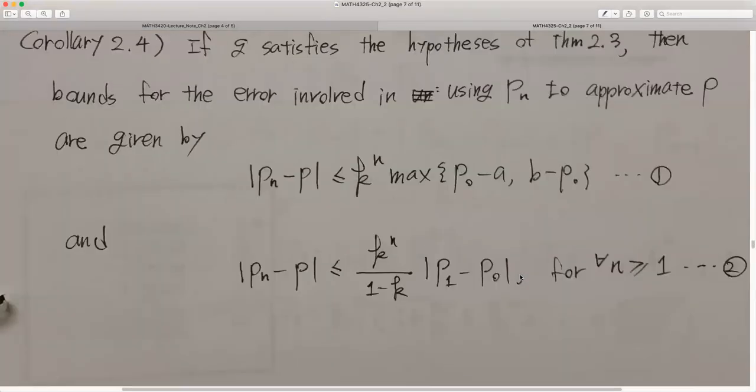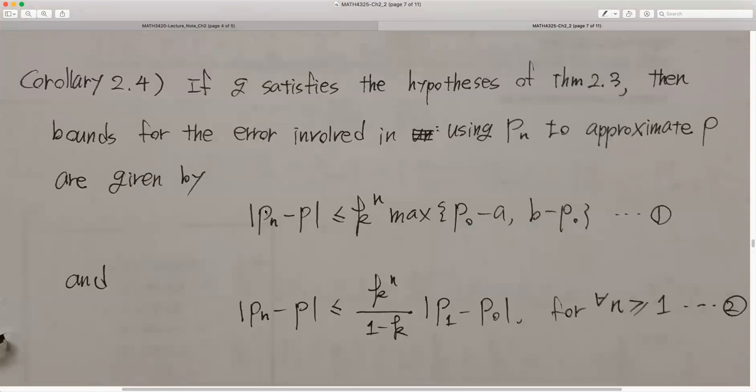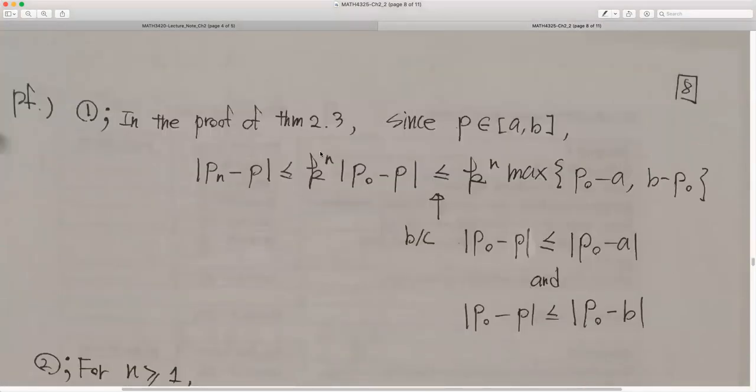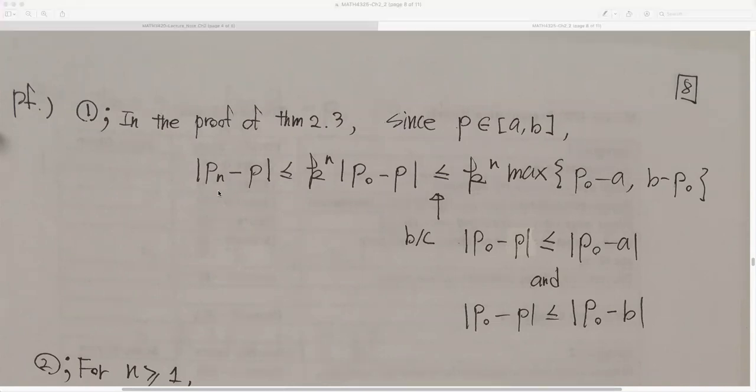How come? Well, we need to prove that one, right? So just look at this and listen carefully. In this lecture, there is a lot of proof, so we need to listen carefully. In the proof of theorem 2.3, since P is in [a, b], P_n minus P is bounded by k to the nth power times P_0 minus P. This makes sense, right? That's what we got. We saw how that inequality is established in the proof of theorem 2.3.